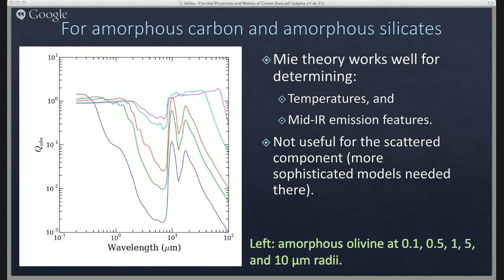So this is a plot of absorption efficiency versus wavelength. Both are log scaled. And these are different grain sizes I've plotted. So at the bottom is a grain size of 1/10 of a micron. Then the next one's 1/2 a micron, 1 micron, 5 microns. And then at the top is for 10 micron radius.